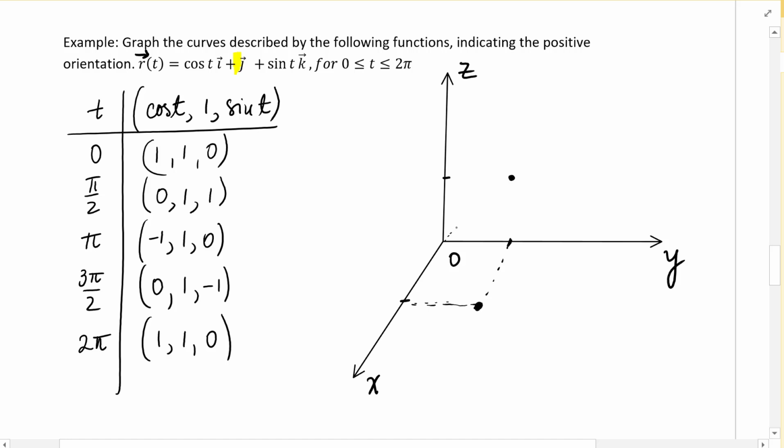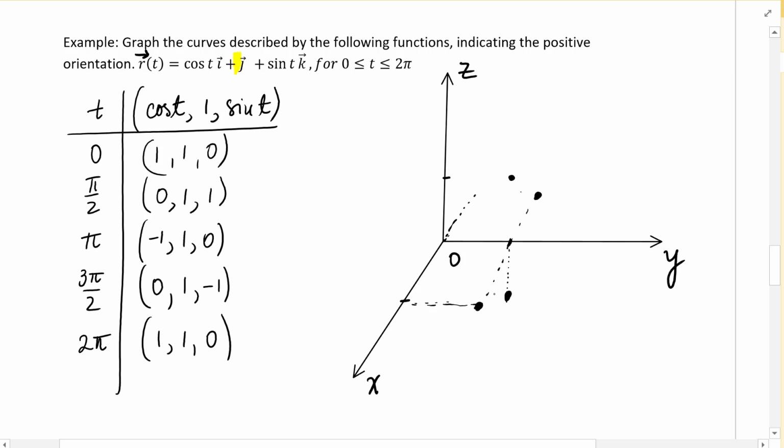Negative 1, so negative 1, parallel, right, to the original one. Negative 1, 1, and then 0. So it would be around here. Then it would be 0, 1, negative 1, 0, 1, and then negative 1. Just going down. So it would be 1, 1, 0, 1, 1, 0 back.